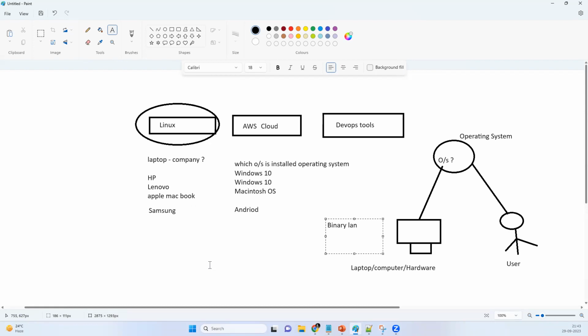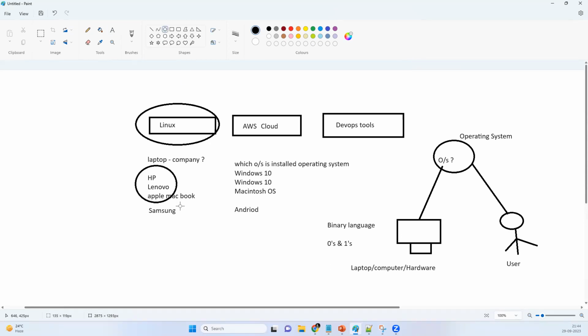Binary language. Binary means zeros and ones. Yes, very good. So binary means zeros and ones. So your computer hardware, either HP, Lenovo, Apple, Samsung, whatever, the hardware knows only the binary language.